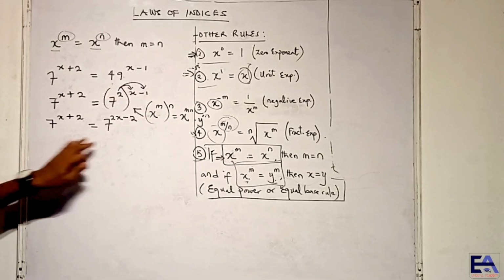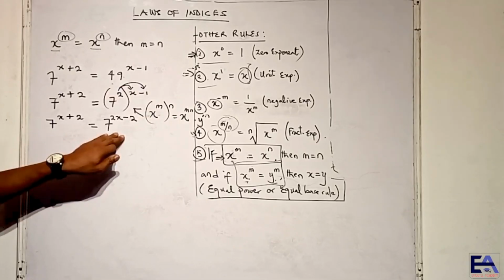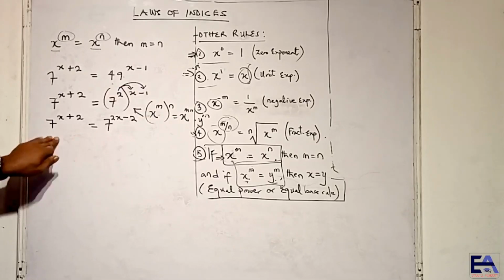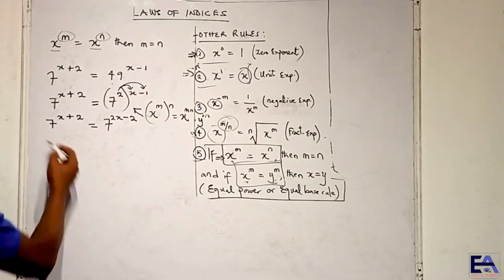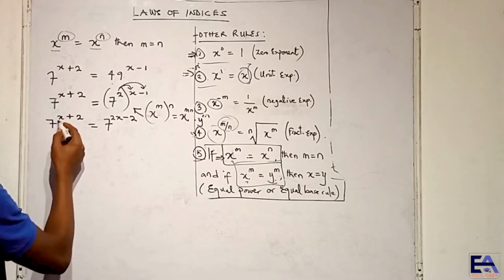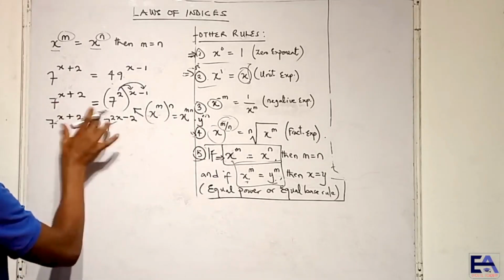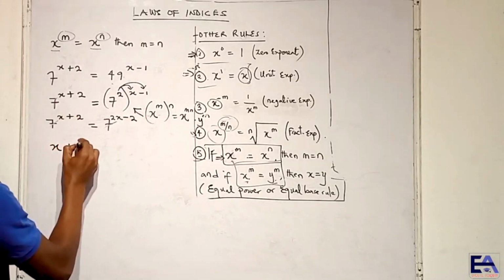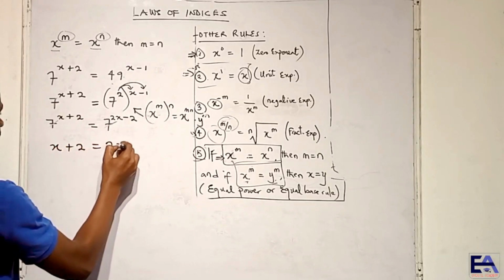All right, now we have a situation where the two bases are equal. So we have equal base now. As we have equal base, they can cancel out, and then we bring these powers down as x plus 2 is equal to 2x minus 2.